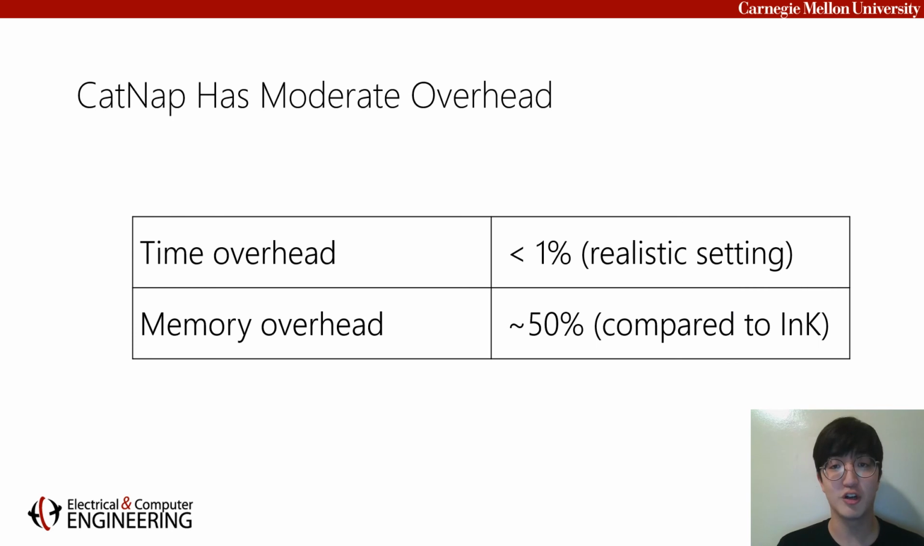CatNap had low scheduler overhead. The time overhead of running the scheduler varies with the number and the frequency of events. However, in a realistic setup, the time overhead was less than 1%. The memory overhead, on the other hand, was around 50% compared to Ink. The memory overhead was mainly due to its large library code size.